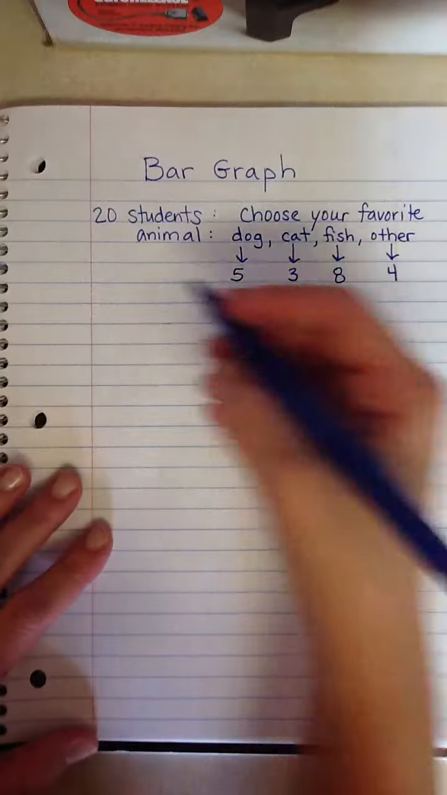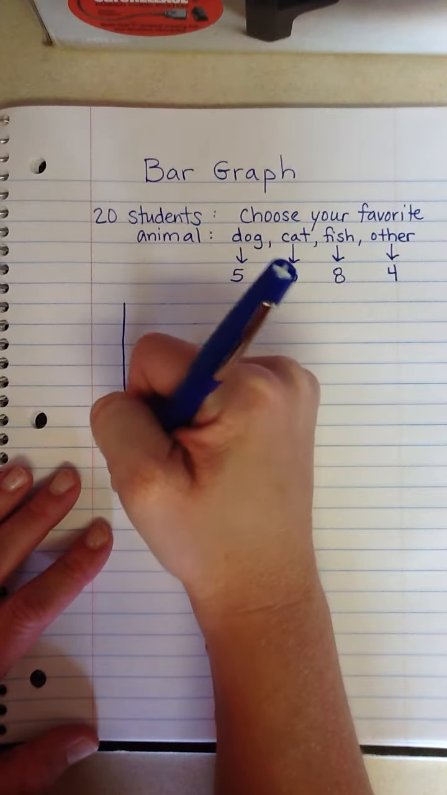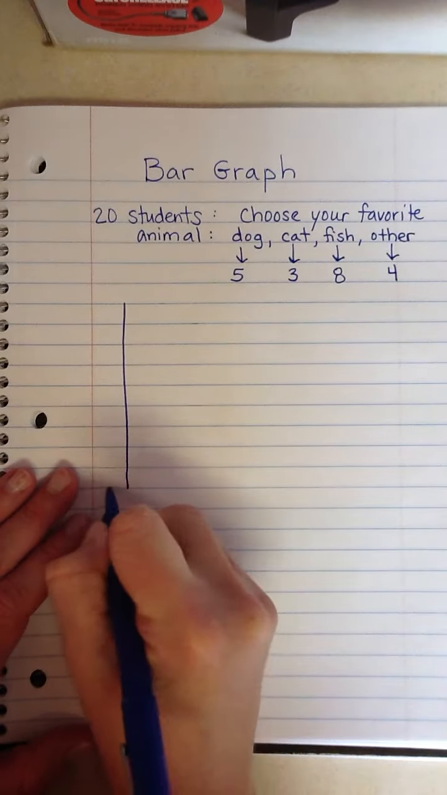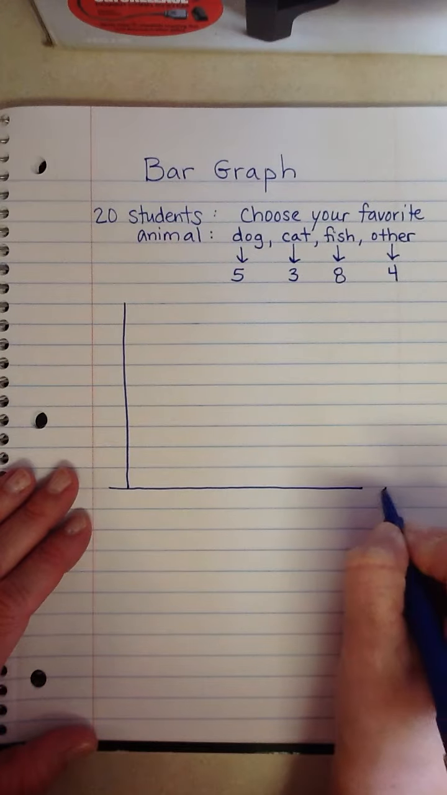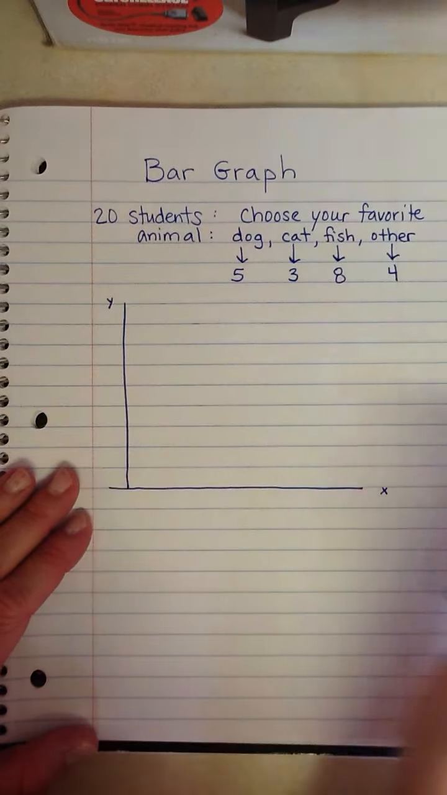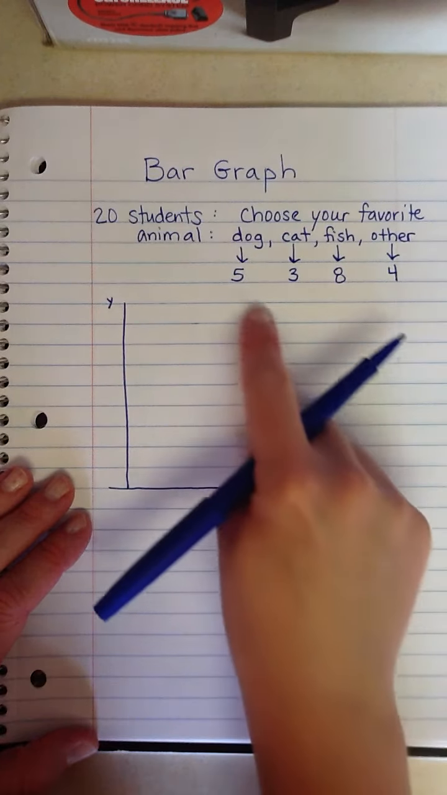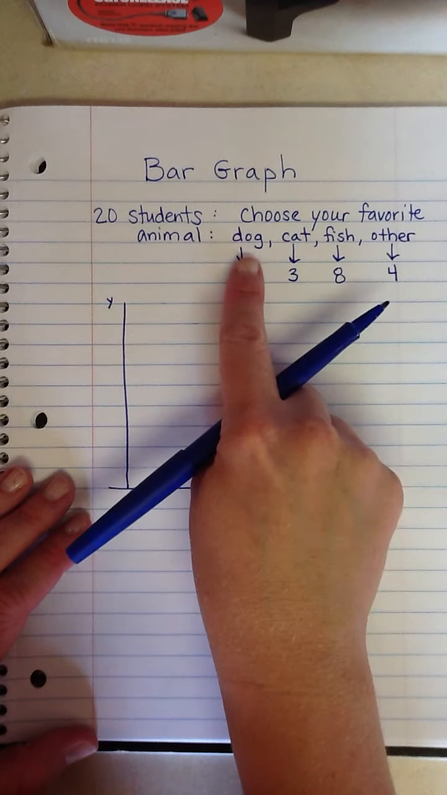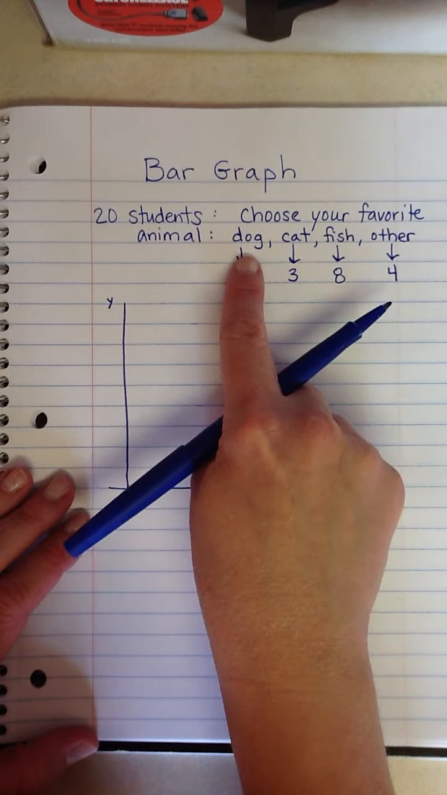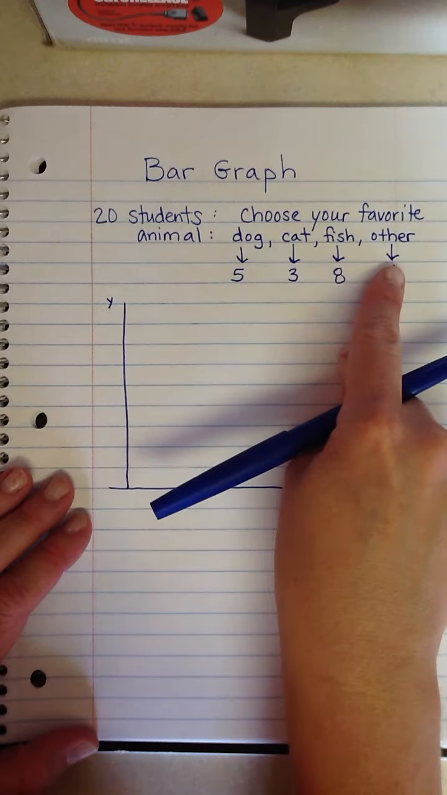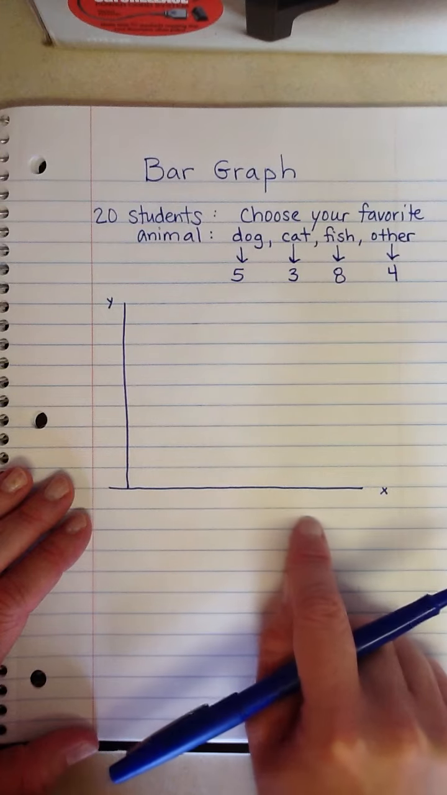Now when you draw your bar graph, what you want to do is get out your pen and paper and make an x-axis and a y-axis. Now on your x-axis is going to be the categories that you pick that will represent each bar. Now I picked 4 things: a dog, cat, fish, and other. And I'm going to write those down here on my x-axis.